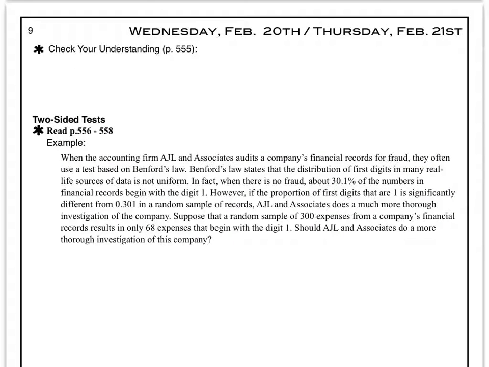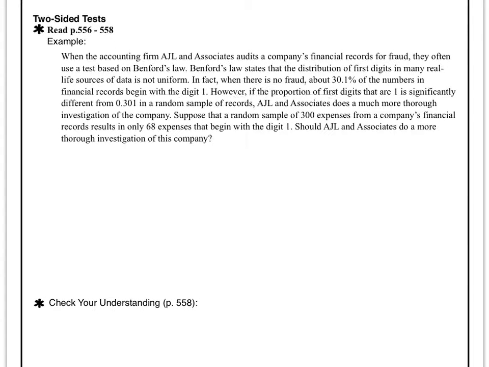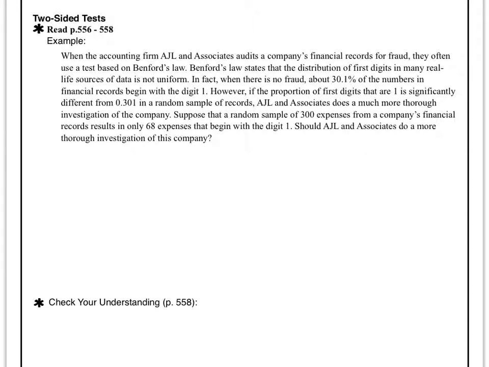The last thing that we have to talk about today are two-sided tests. So what do you do if you don't have any way of being able to decipher which direction your alternative should go, and you need to use a two-sided test which is not equal to? Okay, so in this case, AJL and Associates audits a company's financial records for fraud. They use a test based on Benford's law. Benford's law states that the distribution of first digits in many real-life sources of data is not uniform.